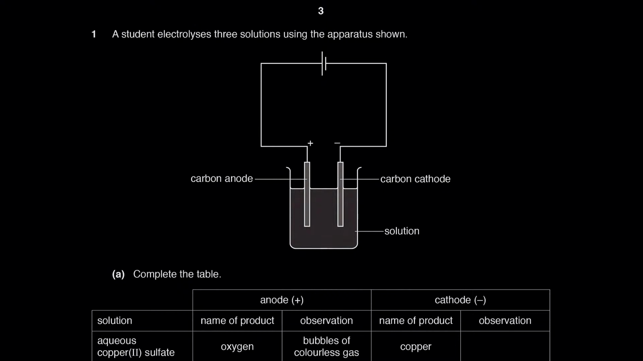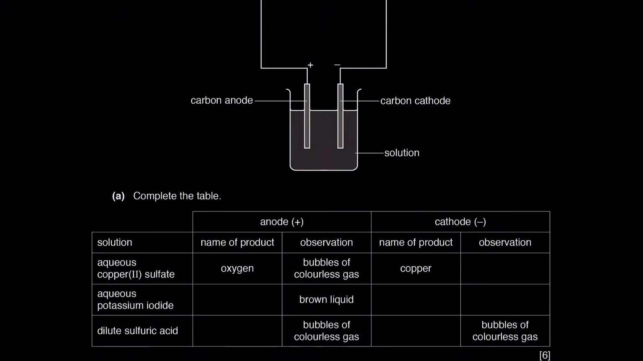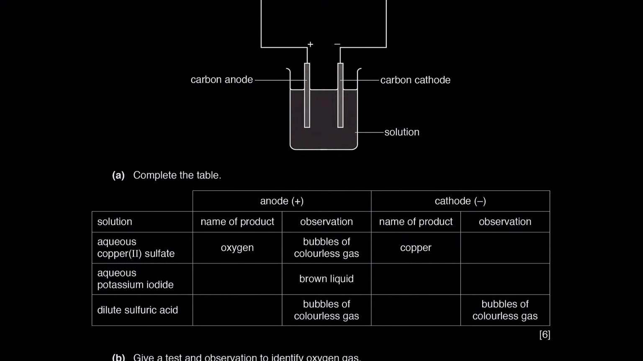Let's start with this. We're doing paper 4-1 November 2019. We're looking at a question where electrolysis is taking place. The student electrolyzes 3 different solutions using the apparatus shown. So it's a basic electrolysis setup. Complete the table. These are the 3 solutions: aqueous copper sulfate, potassium iodide, dilute sulfuric acid. They've done most of the first one for us.